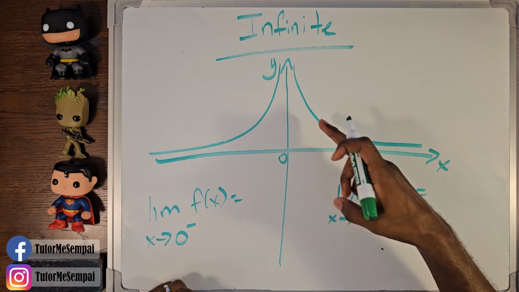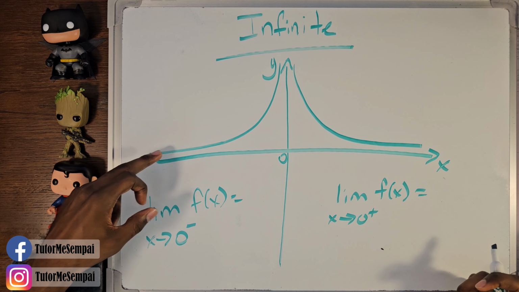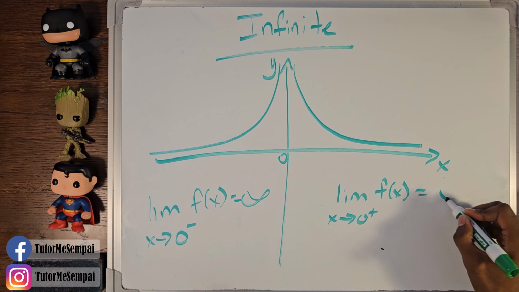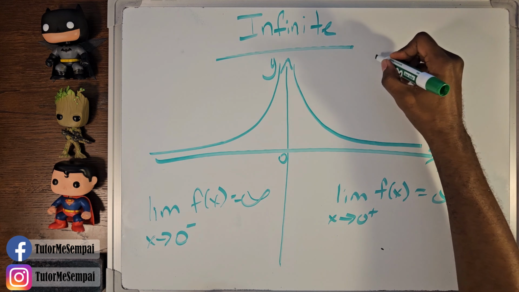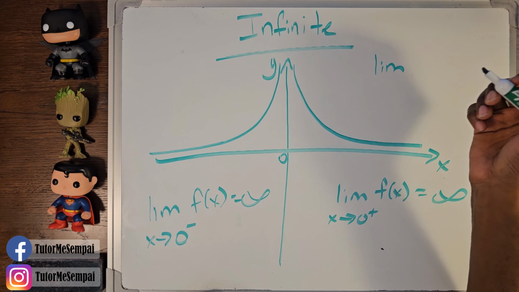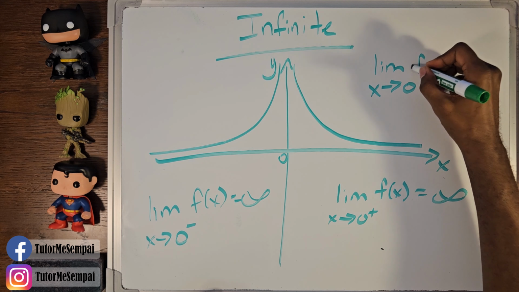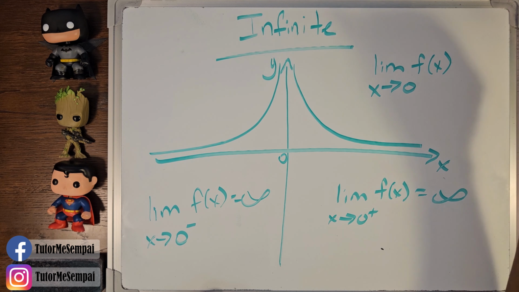When you're coming from the right, you're getting larger, like we said. This time when you're coming from the left, you're getting larger as well. They're both going to be positive infinity, which means that the overall limit of our function as x approaches 0 does in fact exist, and we know it to be infinity.